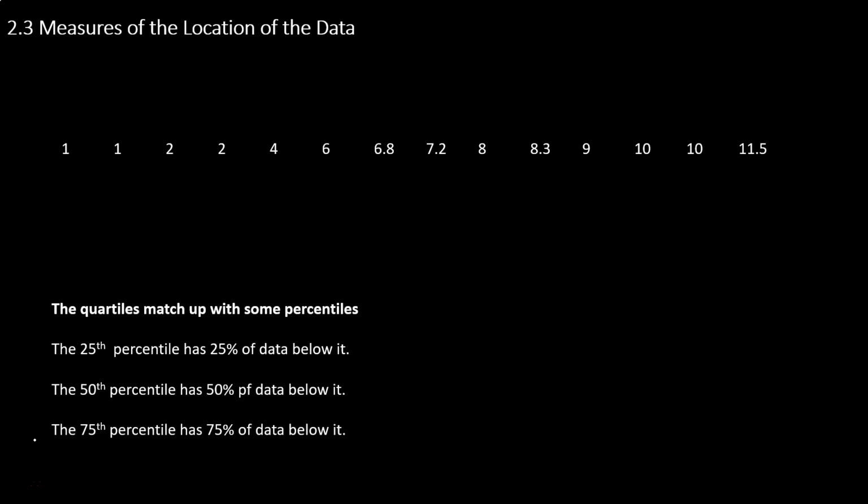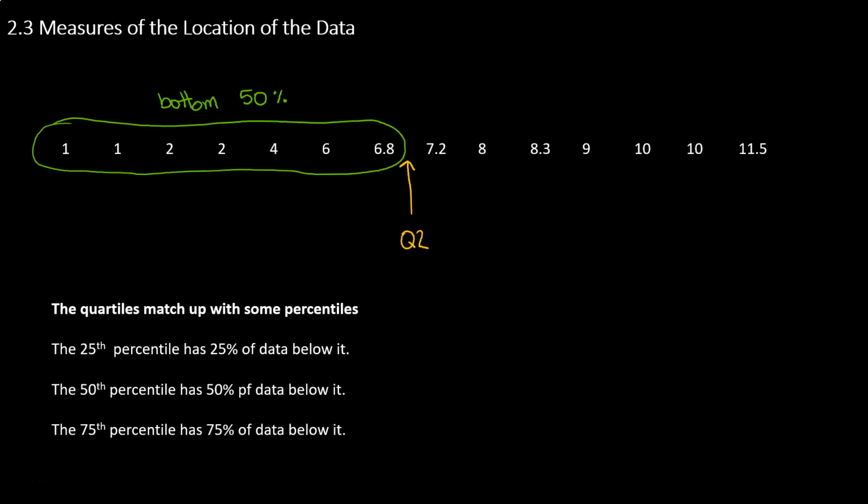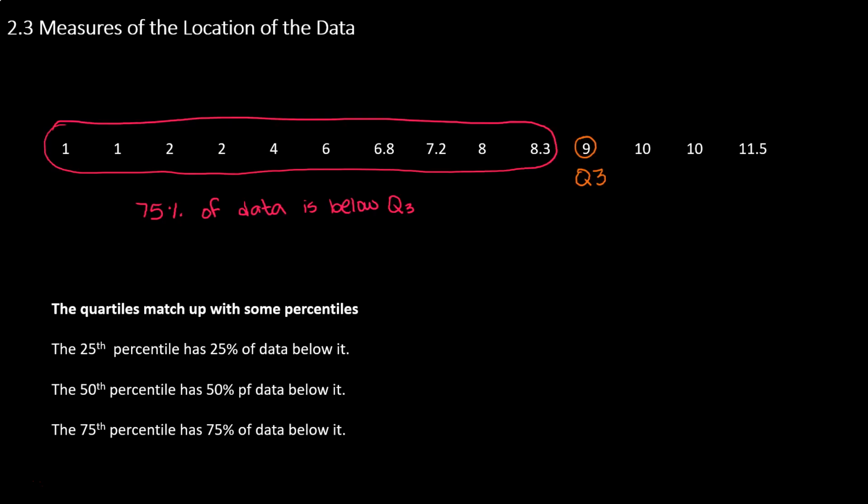Percentiles are very similar to quartiles, but instead of dividing a data set into 4 equal-sized groups, percentiles divide the data into 100 equal-sized groups, just like percents. So when we say that there's 25% of the data below the first quartile, we're basically talking about the 25th percentile. Bottom 50% of the data, that's the data below the second quartile. That's the same as the 50th percentile. The bottom 75% of data below the third quartile, that's the same thing as the 75th percentile.